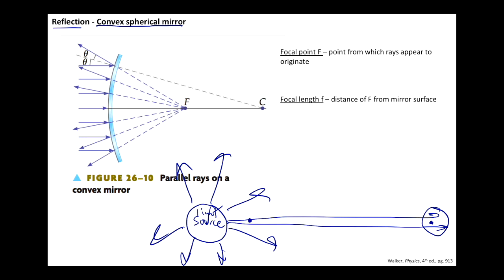Notice what the light rays do. When they hit the surface, what's happening at each one of these points? What law is being obeyed?